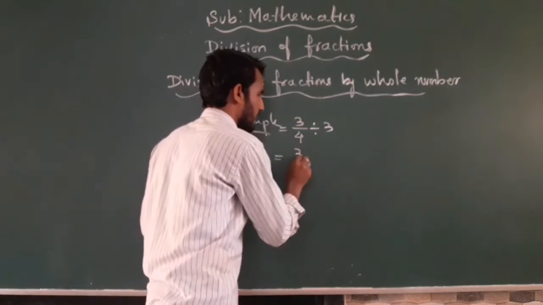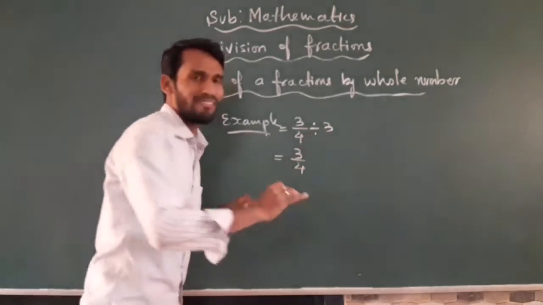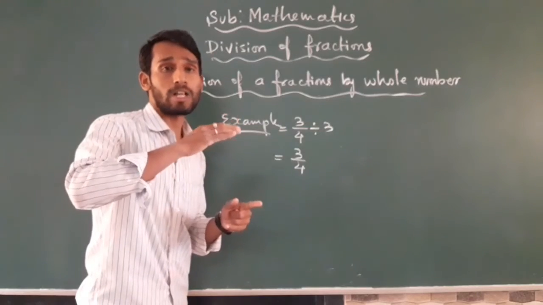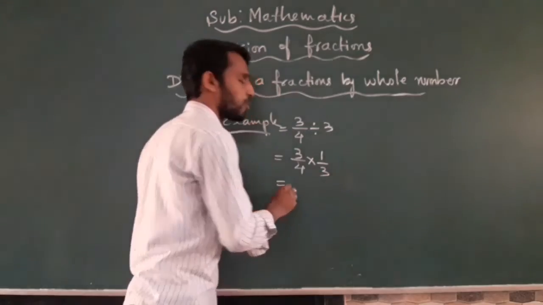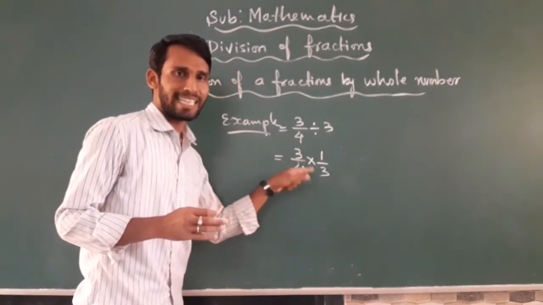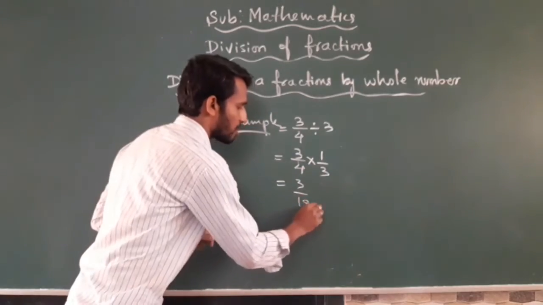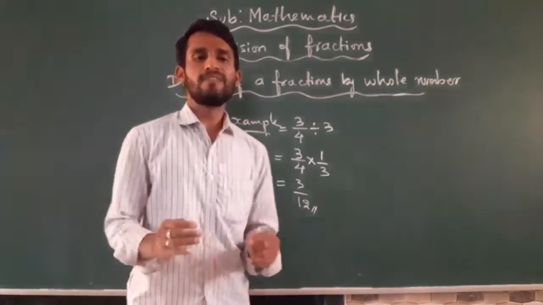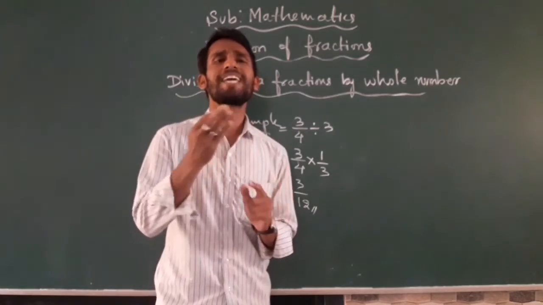Now see here, 3 has denominator 1. When we interchange the numerator and denominator, we get 1 by 3. Now we have to multiply: 3 ones are 3 and 4 into 3 are 12. This is the solution.